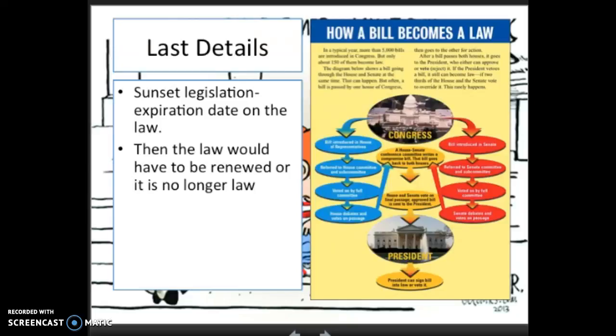An example of sunset legislation would be the Brady Bill, like gun background check, or not the background checks, but the legislation that prevented automatic weapons and semi-automatic weapons. That actually sunset, and it was never renewed. So now you can get basically automatic, more or less automatic weapons, or you can get semi-automatic weapons that you can modify to be basically automatic weapons.